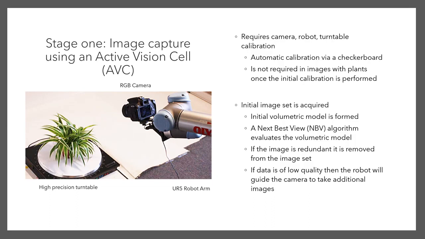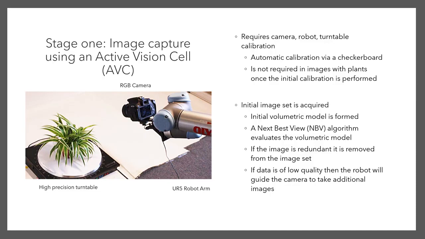So this setup requires three different components, which together form the active vision cell, or AVC. So these components are an RGB camera, a robot arm, and this is the Universal Robots UR5 robot arm, although others are also possible, and a high precision turntable. So unlike Mike's previous method, this requires calibration of all of the components within this active vision cell.